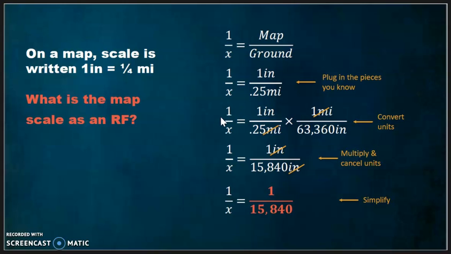We want to convert our units. We know 1 mile is 63,360 inches, and therefore a quarter mile is going to be 15,840 inches. Once we have that number, we can multiply and cancel the units and then simplify, and that gives us our representative fraction of 1 unit on the map equals 15,840 units on the ground.